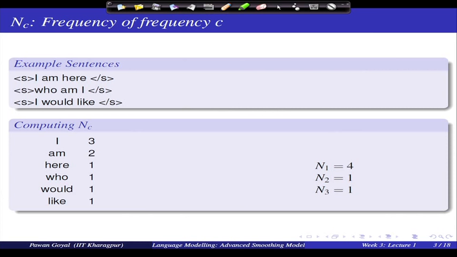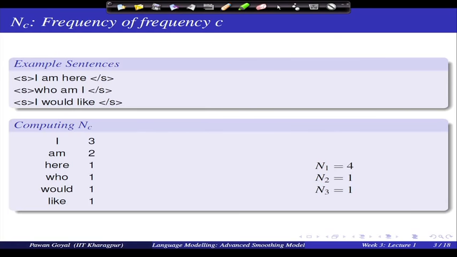So what will be my frequency of frequency? I will find out how many words occur once, with frequency 1. That is my n1. There are 4 words here that occur only once, so n1 is 4. Now I will see how many words occur twice, so how many words have a frequency of 2. That is 1, and n3 is 1. So this is my frequency of frequency: 4 words occur once, 1 word occurs twice, 1 word occurs thrice.